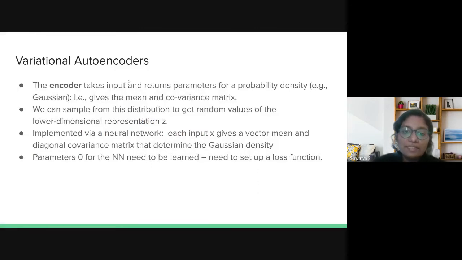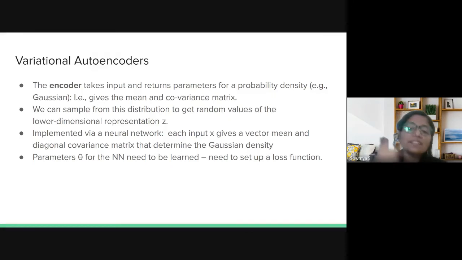So the encoder will take the input as the vector and it returns parameters for a probability density. Whatever it may be, you might have learned many probability distributions which have many features which are useful, not useful. One example is the Gaussian, which has a mean and covariance matrix. Once you have this distribution, you sample from that and get the lower dimensional representation. And this is again passed to the decoder.